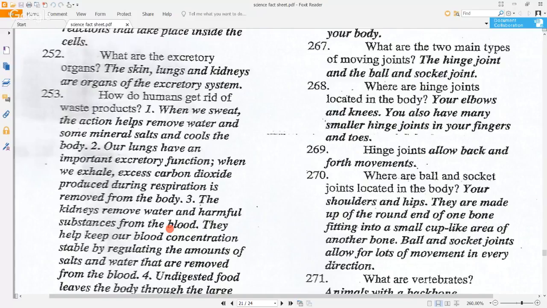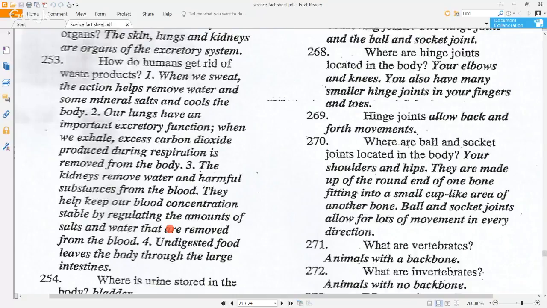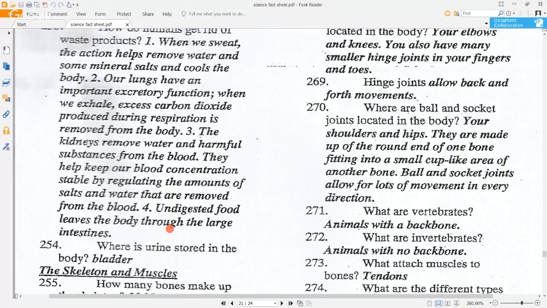Undigested food leaves the body through the large intestine. Where is urine stored in the body? It's stored in the bladder, and specifically, it's stored in the urinary bladder.